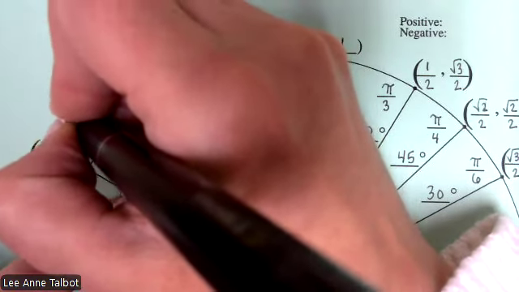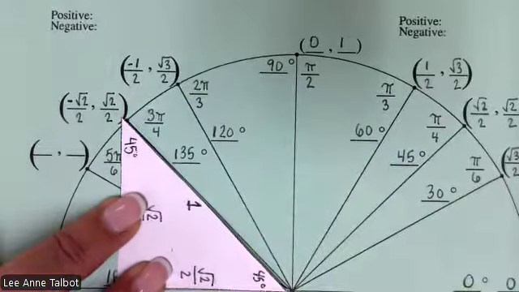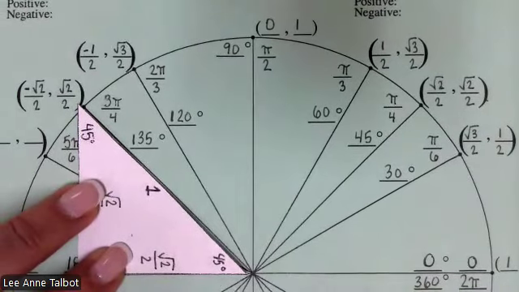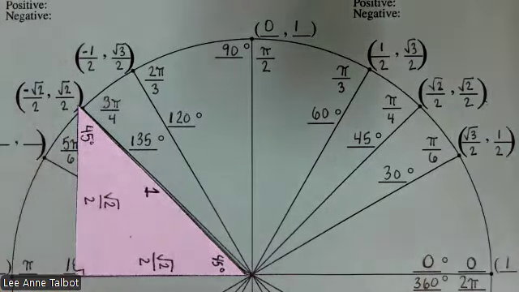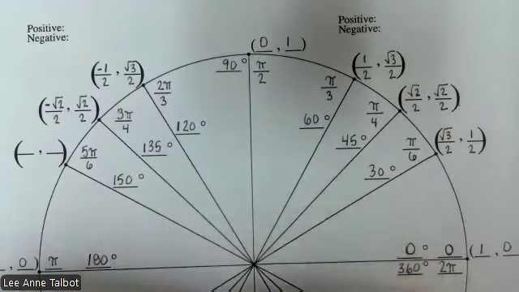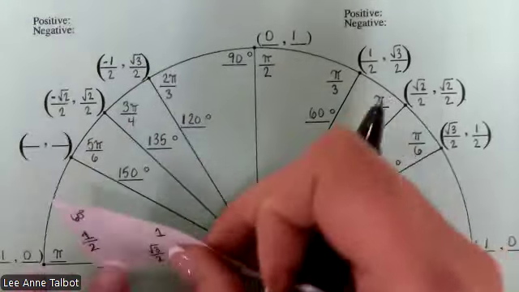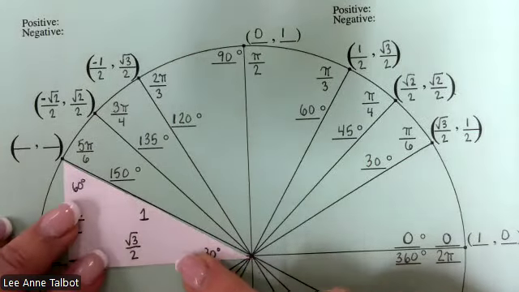Negative √2/2, positive √2/2. Do you even really need the triangles anymore after this? You could kind of pick up the pattern that it's the same as the other side. Do you guys see what I'm saying? But we took all the time to make the triangles. I know.